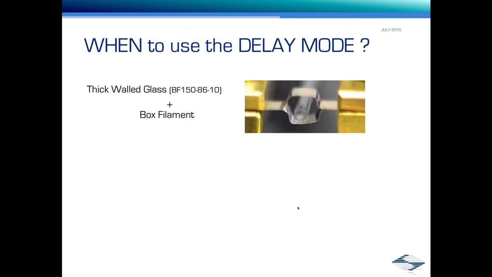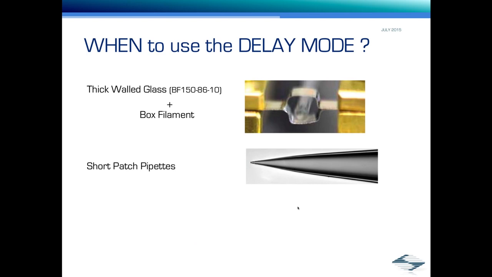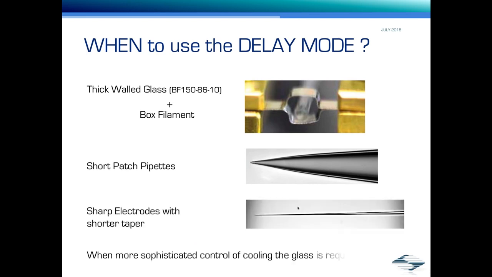So when do I use a delay mode? To review this again, it's when you're using thick wall glass, a box filament, you're making those patch pipettes. And when I'm making sharp electrodes, and I don't want that pipette to be so long and so wispy. And it's also more of a sophisticated way of controlling the glass when you're pulling it.